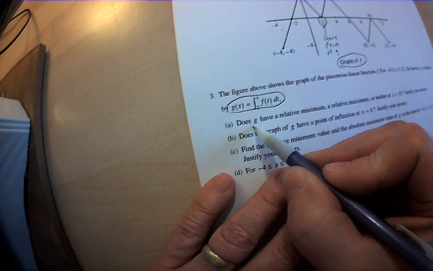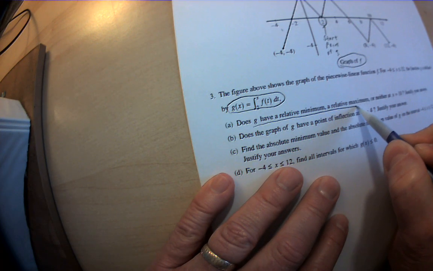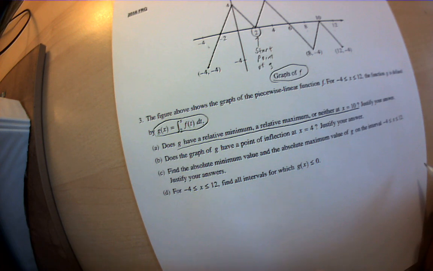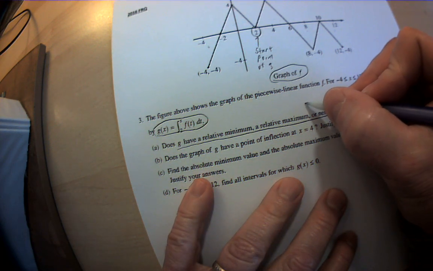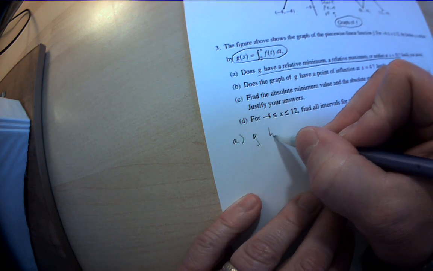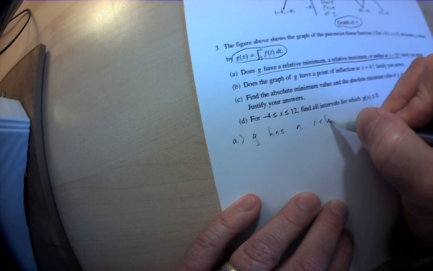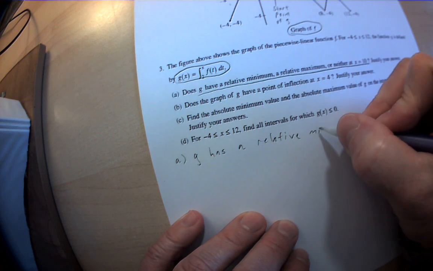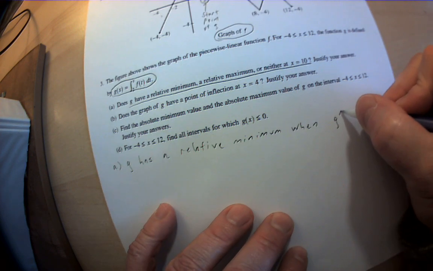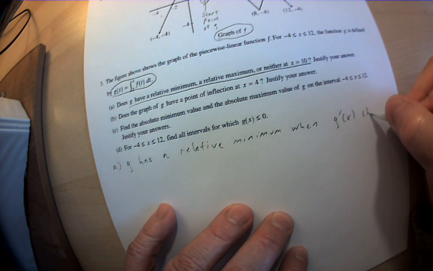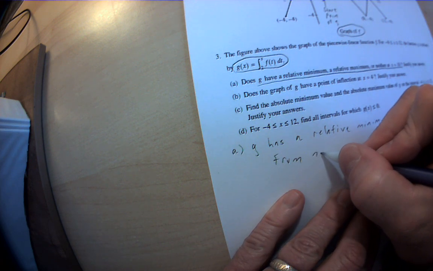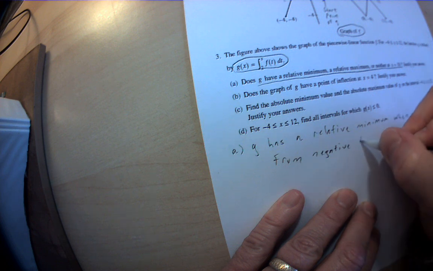All right. When does g have a relative minimum, relative maximum, or neither at x equals 10? So they're asking me, do I have a max or a min at that point? So I'm going to start to answer A. G has a relative minimum when g prime changes from negative to positive, since I was going down.